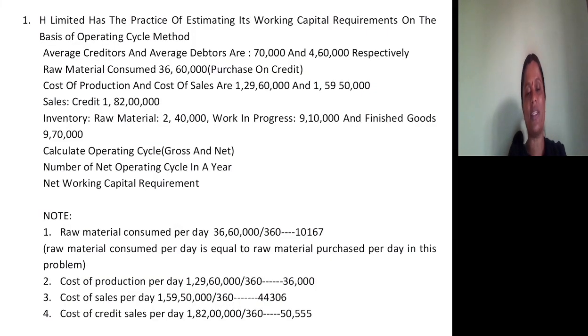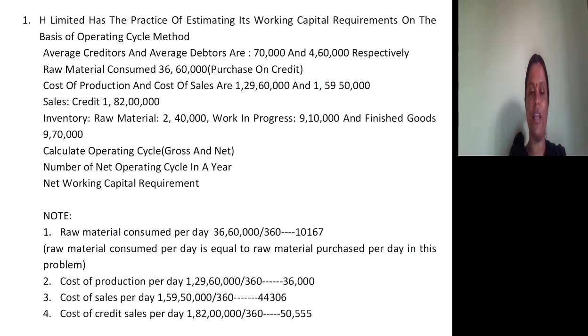Let me concentrate on last problem. H Limited has a practice of estimating its working capital requirement on the basis of operating cycle method. Average creditors and debtors are given. Raw material consumed is given, which is purchased on credit basis. Cost of production is given and cost of sales is also given. Credit sales is given. Inventory is also given. Calculate operating cycle, gross and net. Number of net operating cycle in a year.